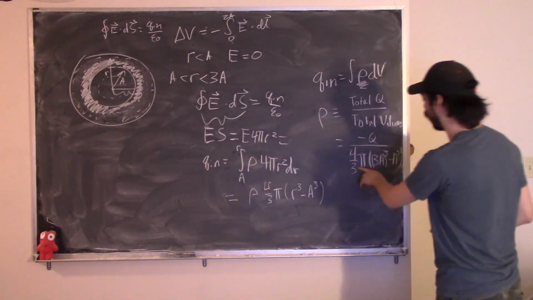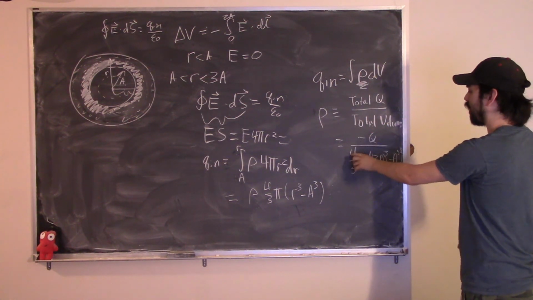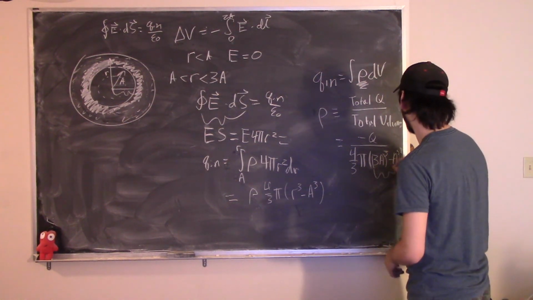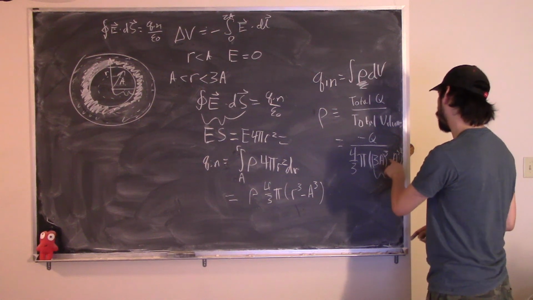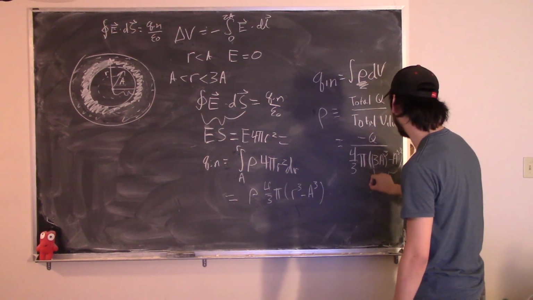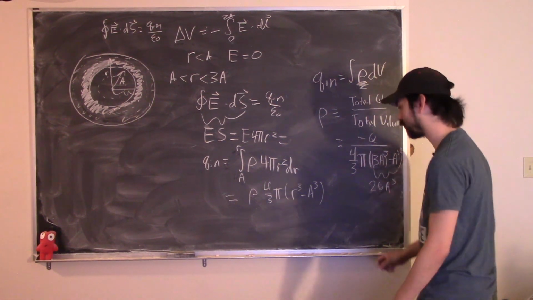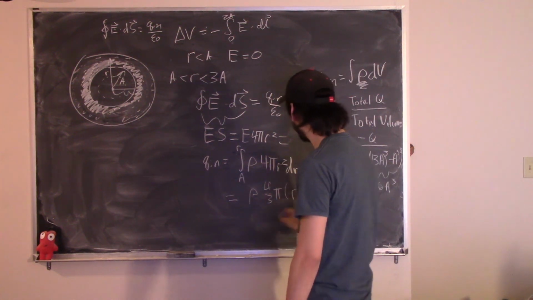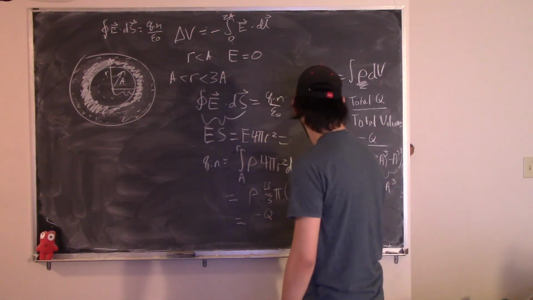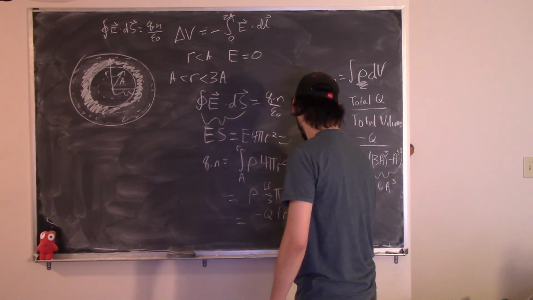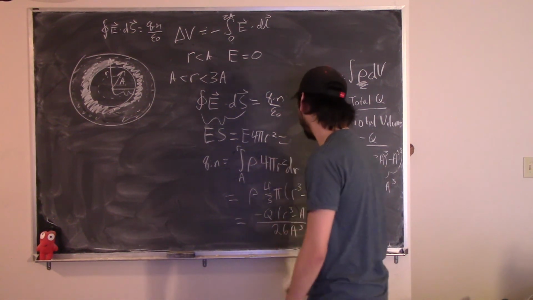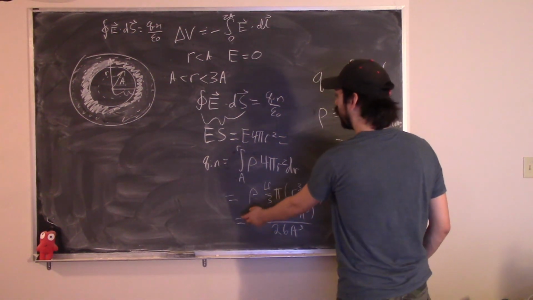And we remember that rho is minus q divided by 4/3 pi, 3a cubed minus a cubed. This right here, 3 cubed is going to be 27 minus 1, so this is going to be 26a cubed. And this is going to cancel here. And so what I end up seeing in the end is that this q in is going to be minus q times r cubed minus a cubed divided by 26a cubed. And so in the end, I can combine this. This is the q in.